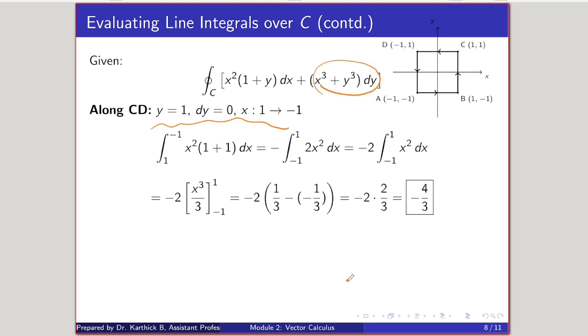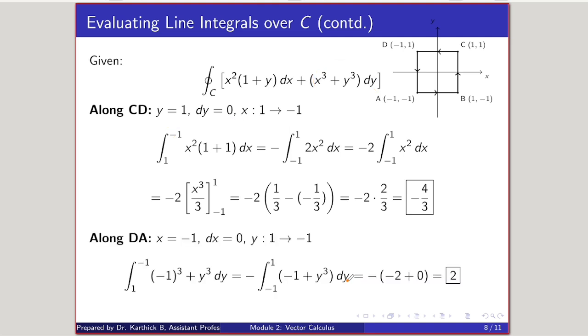So 2x square will be the term. And here see, plus 1 to minus 1. I have changed the limits to minus 1 to plus 1. If I change the limits, I have to put a minus sign, so I am adding the minus over here. I am taking the constant 2 outside. Then integral x square becomes x cube by 3. Then if I substitute the upper limit and the lower limit, the final value is minus 4 by 3.